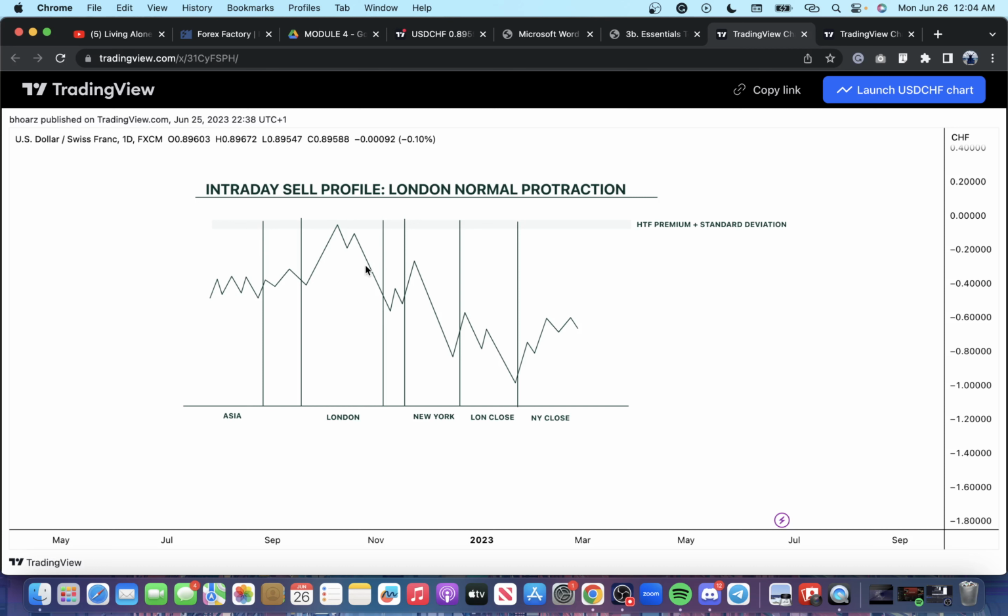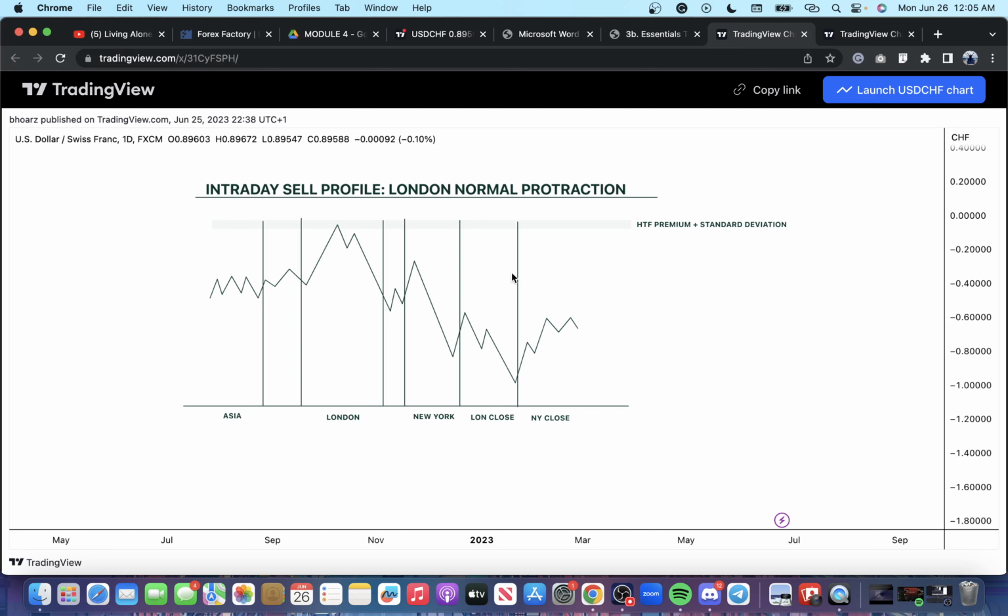Now, the classic London normal protraction is that London makes the high of the day for an intraday sell profile, and then going into New York session, we see a retracement into a premium inside the range formed during London session. This is the classic profile, and then New York continues the delivery cycle, going to the end of New York, and then London close, where we start to see the market distribute the sells against existing sell side liquidity. Essentially, this is where the institutions will close up shop for the day, and then New York close is where the market goes into consolidation.